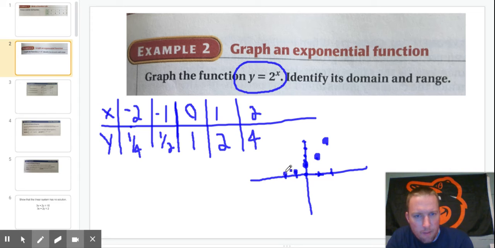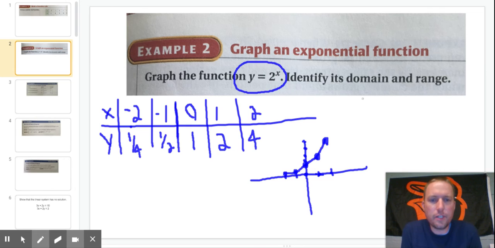Now, I have just graphed the points that I have made. The last step is to draw a smooth curve. From either the table or the graph, you can see that the range is all positive numbers. So my graph is going to go like this. I have identified the domain, which is all real numbers, and the range, which is all positive real numbers. I have found the points for this function, and I have graphed them.